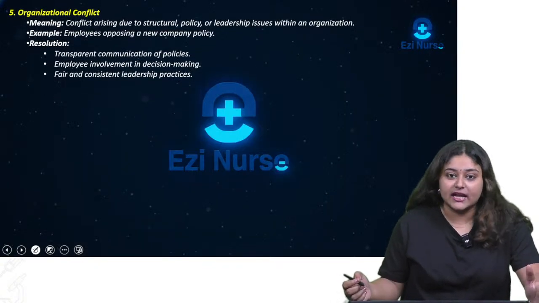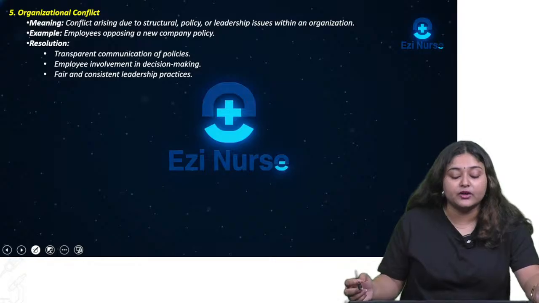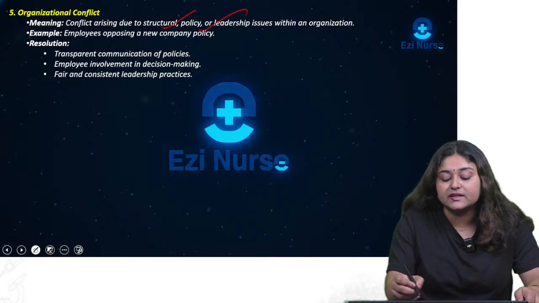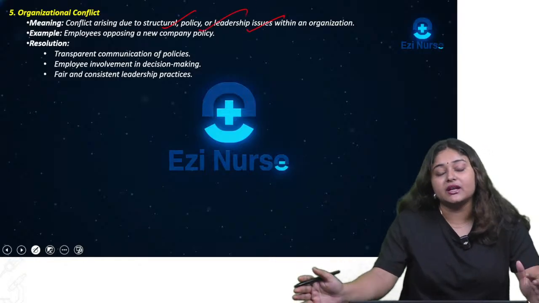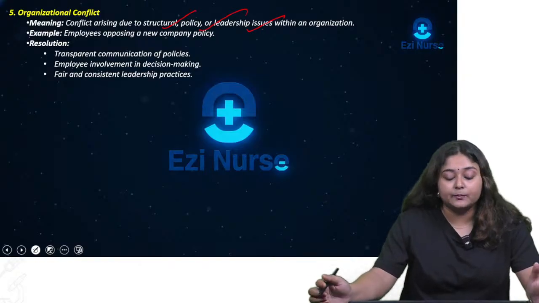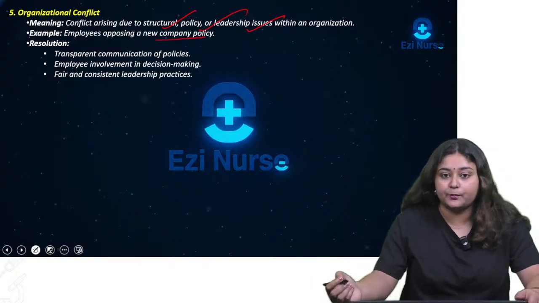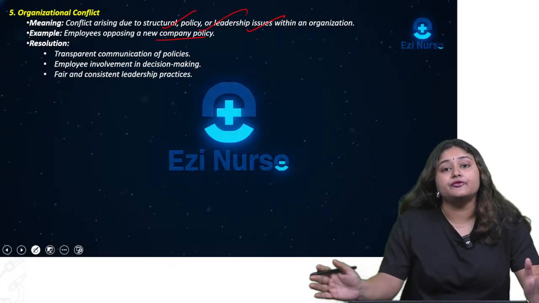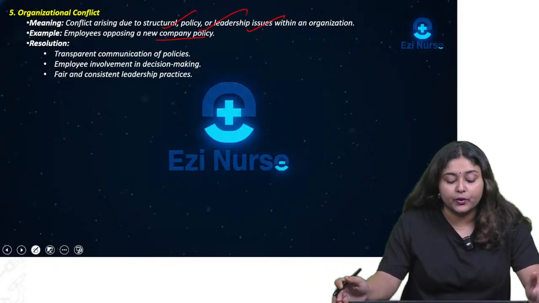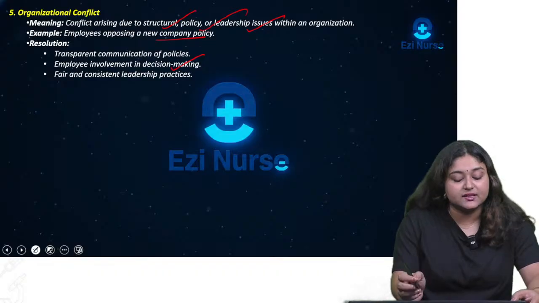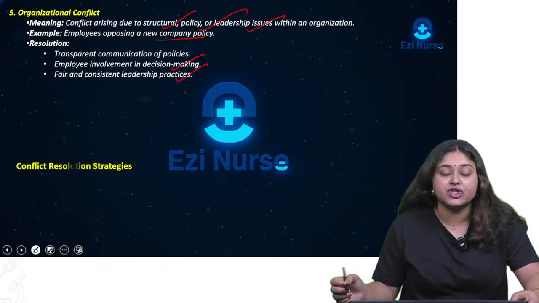Now come to organizational conflict. So what is this conflict? They arise due to structural policy or leadership issues within an organization. For example, employees opposing a new company policy. What is the resolution? They need transparent communication for the policies, employee involvement in decision making, and fair or consistent leadership practices.